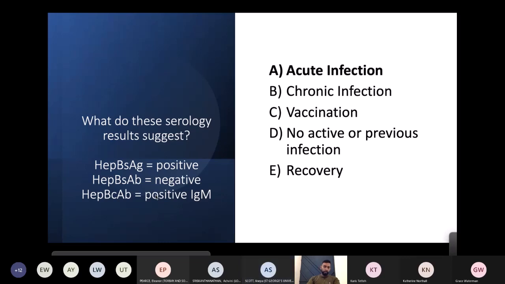Fantastic, great. So the surface antigen is positive, we know they're infected. We look at the surface antibody, it's negative. So we can think, okay, either they haven't been vaccinated, or they haven't had an infection previously. But the core antibody is positive IgM, meaning acute. And we said earlier that it takes maybe 3 to 4 weeks or a little bit longer for the surface antibody to be produced, signalling either the infection is resolved or a successful immune response being launched. So well done, good.